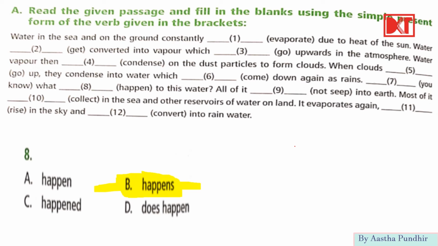Now water is the singular third person, so we will be using happen with S. So A, infinitive one, is not used because it is singular and the third person. C, happened is the past form, and again does happen is only for the negative or the questions. So here we are talking about water in the third person and it is singular. So what happens to this water? All right.